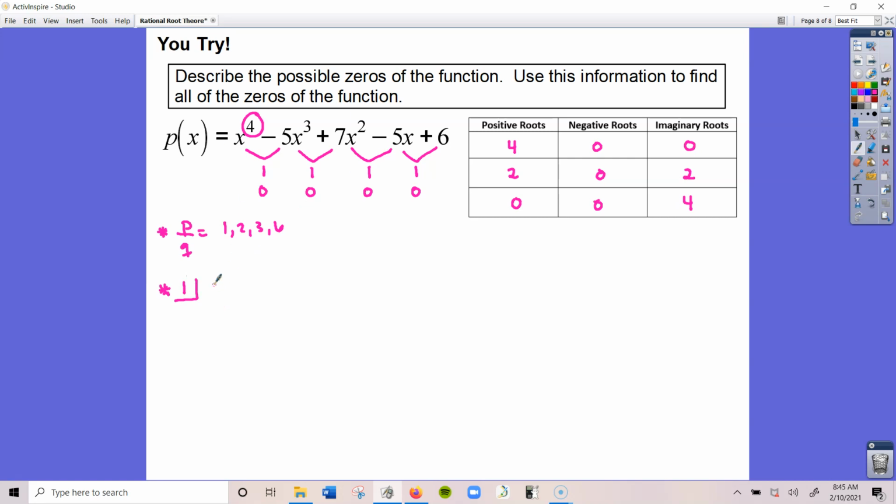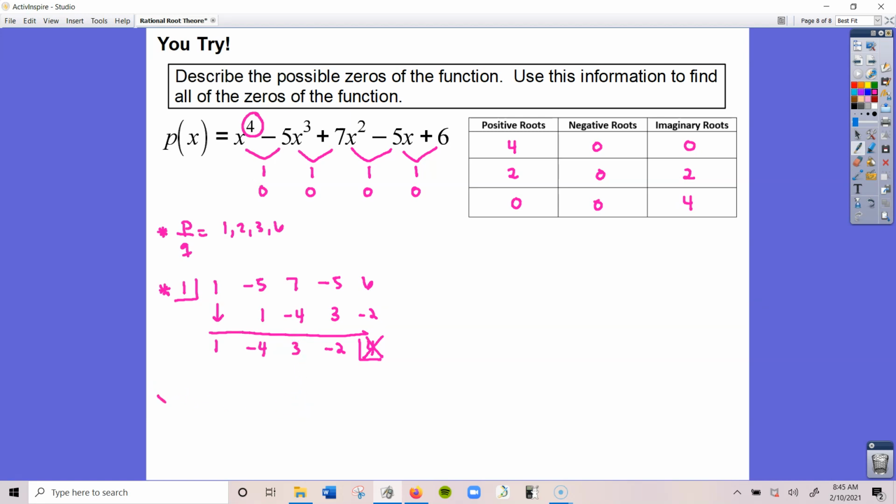I'm going to put my coefficients here. So 1, negative 5, 7, negative 5, and 6. Bring down the 1. 1 times 1 is 1. This is negative 4. Times 1 is negative 4. This is 3. Times 1 is 3. Negative 5 plus 3 is negative 2. This is negative 2, and we end up with a remainder of 4. So this does not work. Okay, so 1 is not a root.